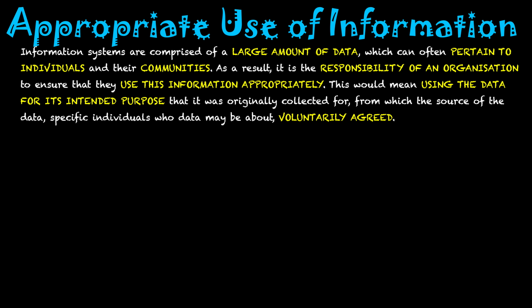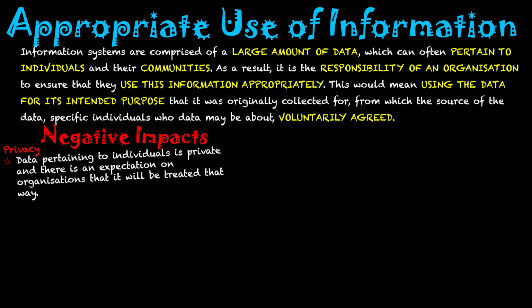Okay, so let's have a look at this first on the negative side of things. So, firstly, is privacy. Okay, and a few of these things you're going to see overlap a lot with privacy. But data pertaining to individuals is private, and there is an expectation on the organization that the data will be treated that way. Okay, so they shouldn't be leaking it out to any other sources. Okay, and also they should be using it responsibly within their own organization, not just showing everyone who walks in there and works with it.